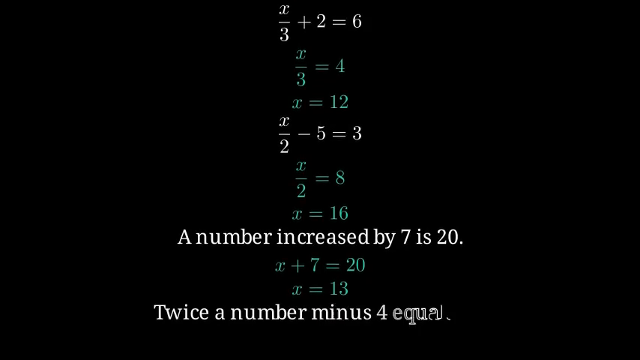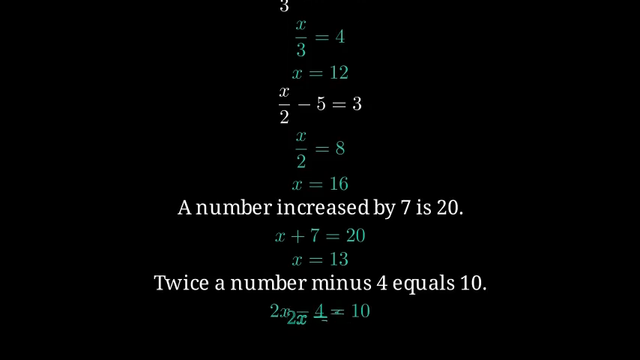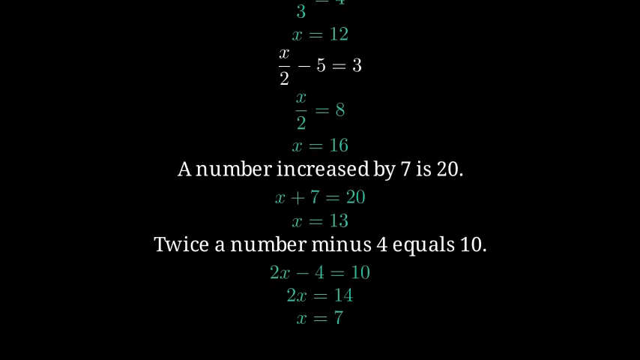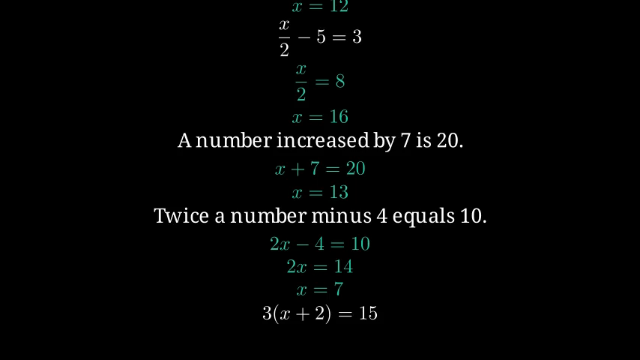Question 10. Twice a number minus 4 equals 10. Pause. Solution. 2x minus 4 equals 10. Add 4 to get 2x equals 14. Divide. x equals 7. Now, we step into harder territory.